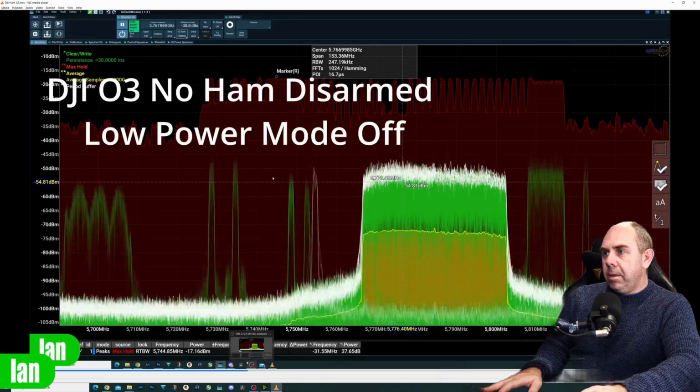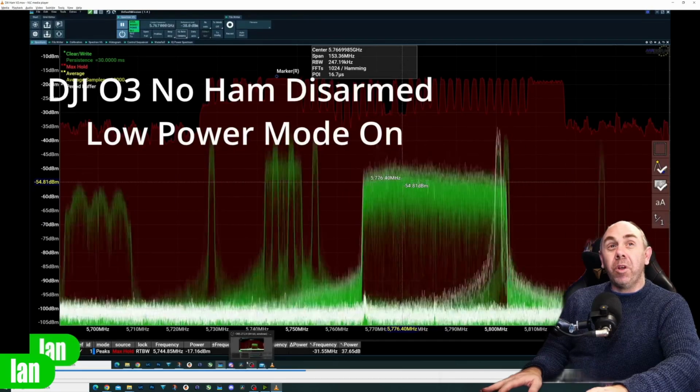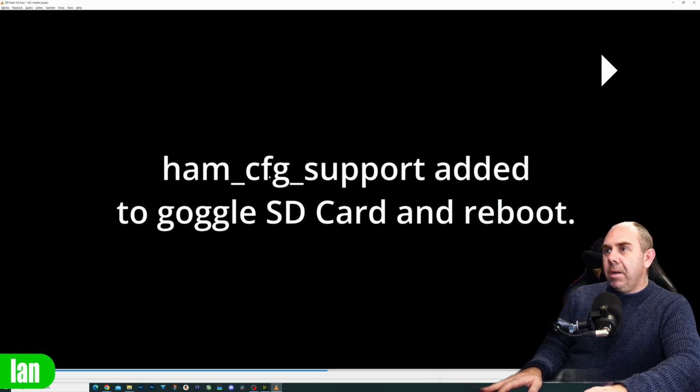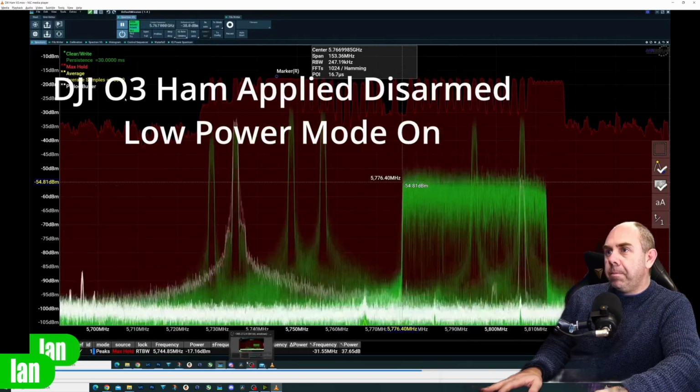Okay? And this was what was confusing me, because my initial test, I was doing it with a quad that was ready to fly. Now, we will add the ham file and show you the same thing again. Okay?